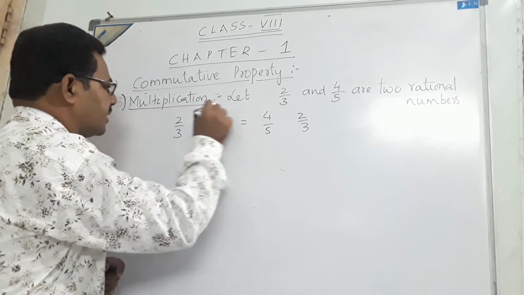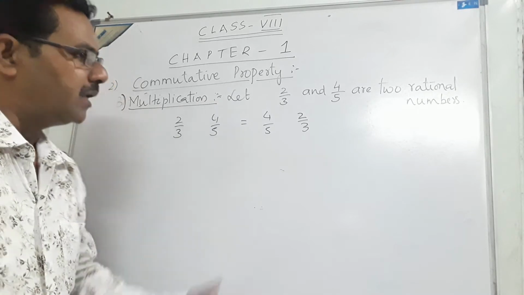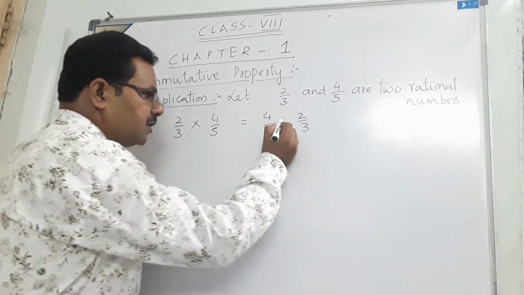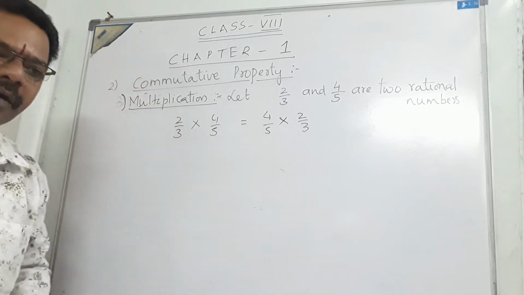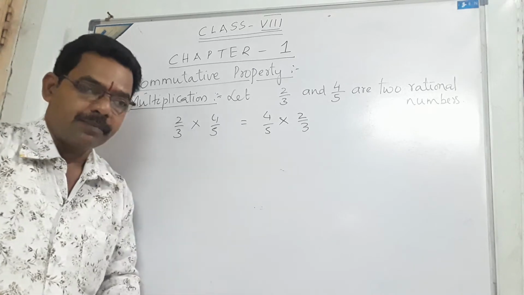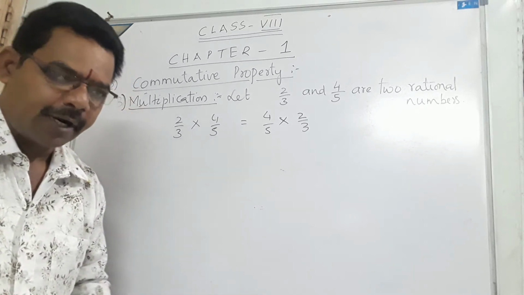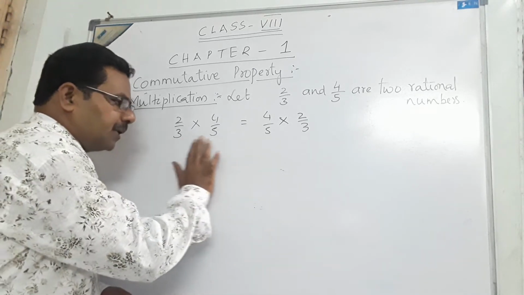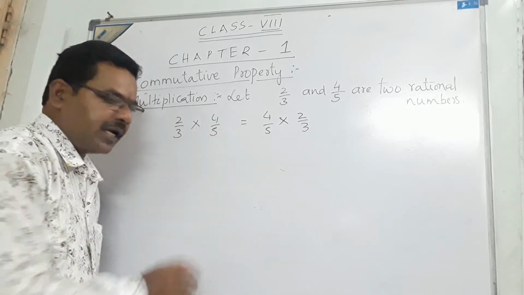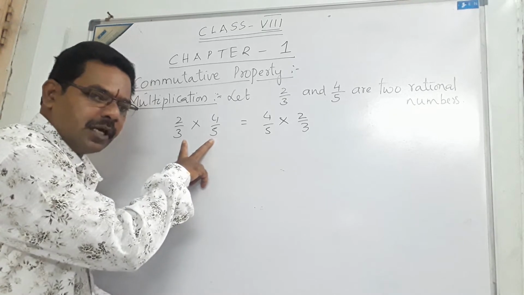Two rational numbers are there, that is 2 by 3 and 4 by 5. So 2 by 3 into 4 by 5 is equal to 4 by 5 into 2 by 3. Okay, because it is the multiplication of two rational numbers. Multiplication is nothing but product. So in the multiplication of numbers, always numerator should be multiplied with numerator, denominator should be multiplied with denominator.